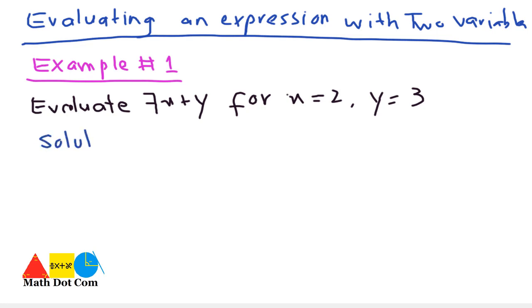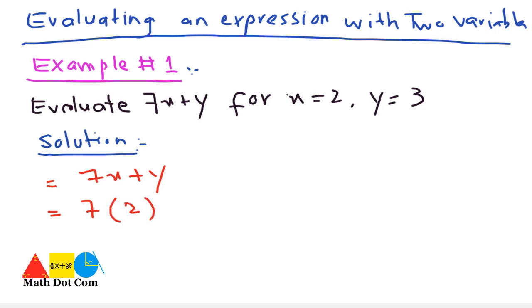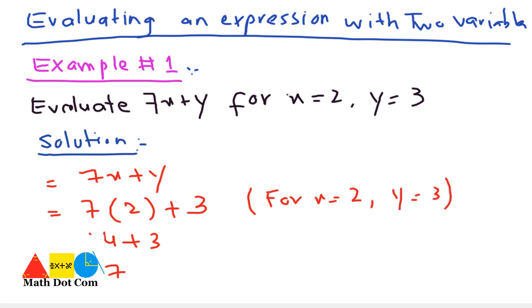The solution is very simple, just as we have done before. We will write the expression 7x plus y, and replace the variables with values: 7 times 2 plus 3. Apply the PEMDAS rule: 14 plus 3, and it will be 17, for x equals 2 and y equals 3. So this is how we can evaluate an expression with two variables.